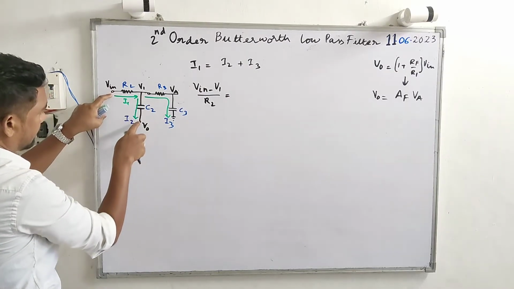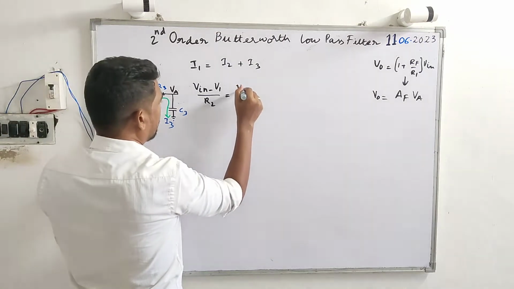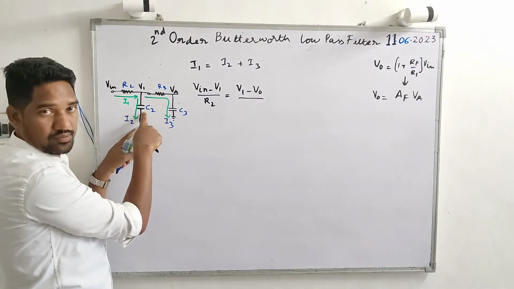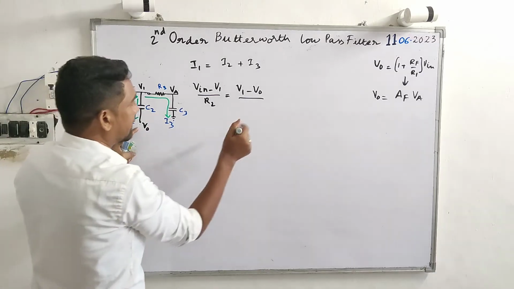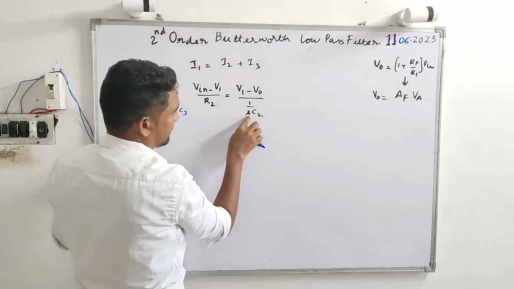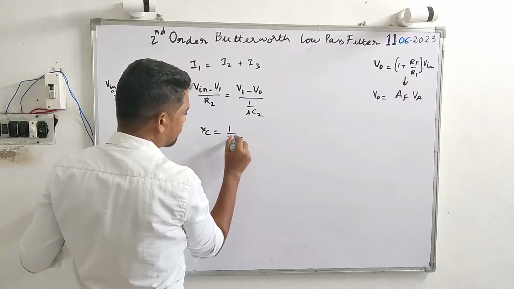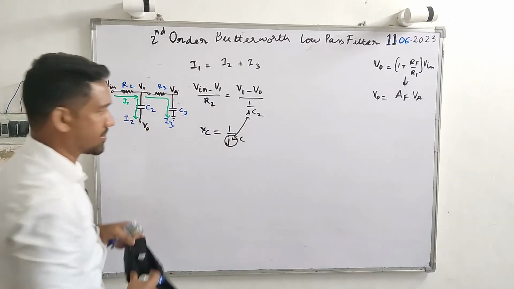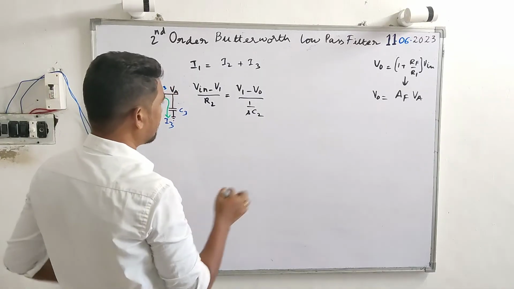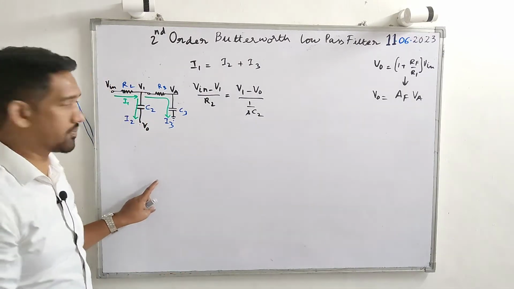I2 is from this point to this point: V1 minus V0 upon the capacitive reactance. It's not C2, but the reactance, that is 1 upon SC2. Where did we get this from? The capacitive reactance XC is equal to 1 by J omega C. This J omega is written as S for our convenience. Why write J omega again and again? It should be in terms of S, so that we can have a standard comparison for a second order system.